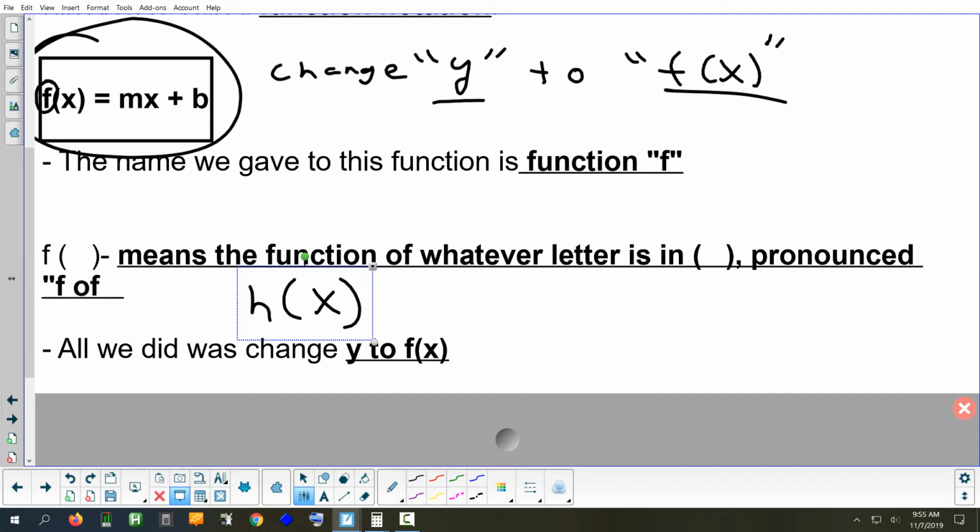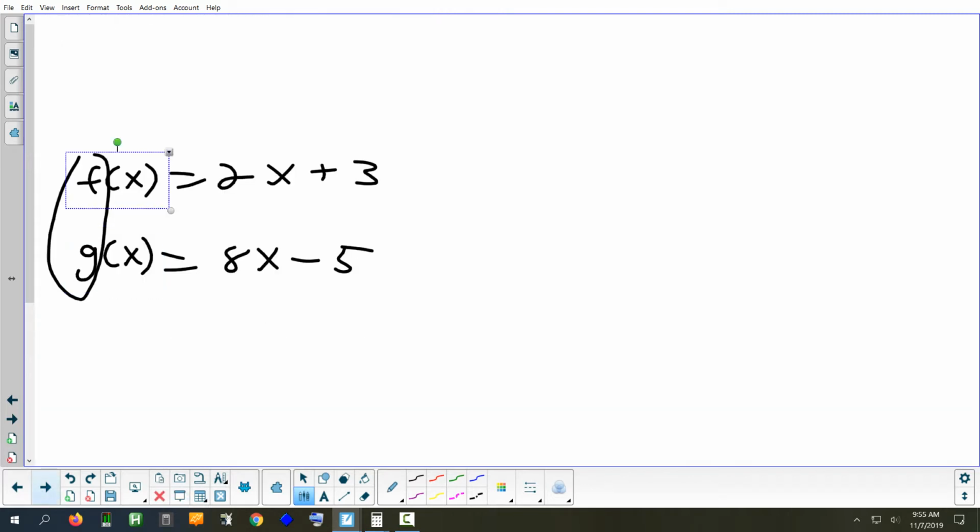H is just the name of the function. You can name a function anything you want. You can name it F, you can name it G, you can name it H. I mean, you could do K, you could do Q, right? I don't care what you name your function. Name it whatever you want.